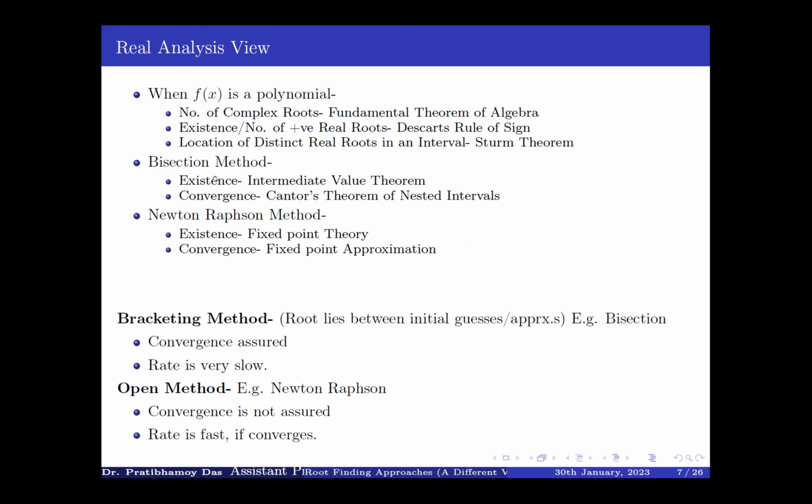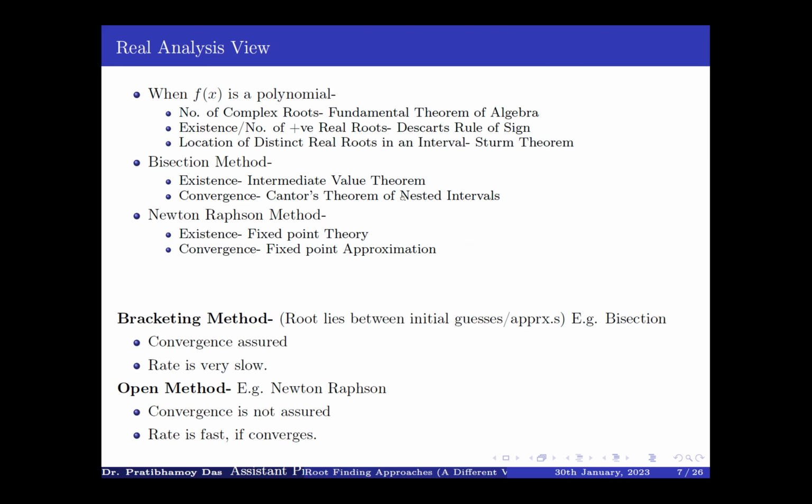So let us start with bisection. Bisection is simple, everybody knows. You find an interval where the root lies, and then if f(a) into f(b) is less than 0, then there is a root, and you continue bisecting. Everybody knows. Okay. But what guarantees that there will always exist one? This is the famous interview question.